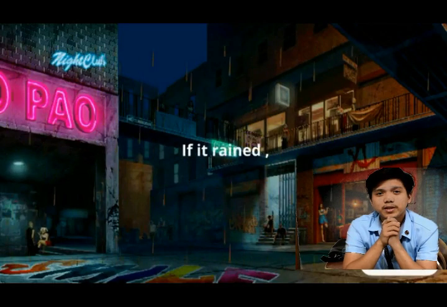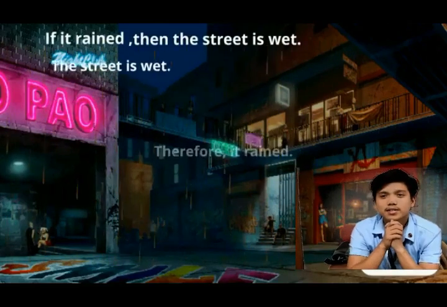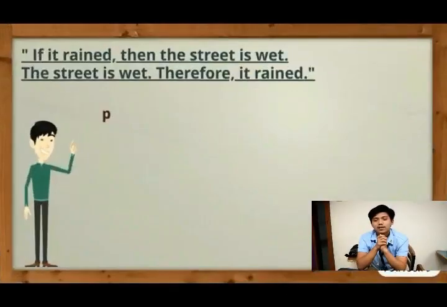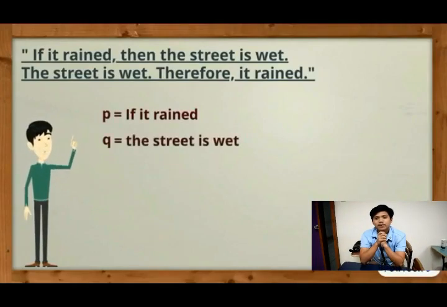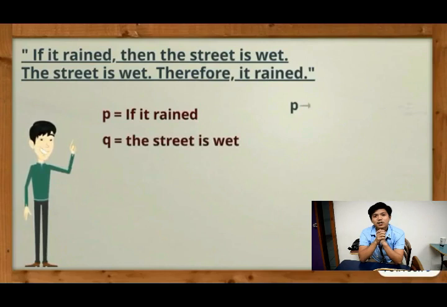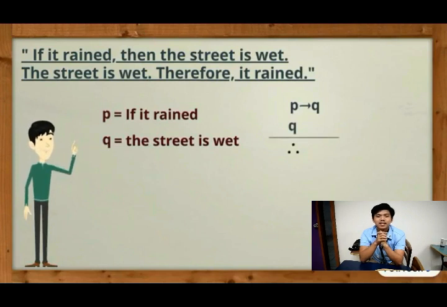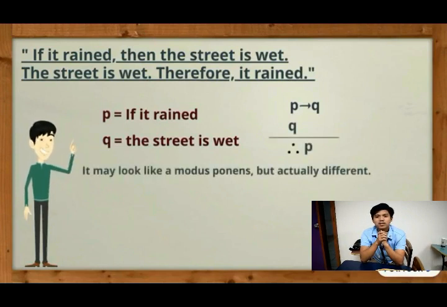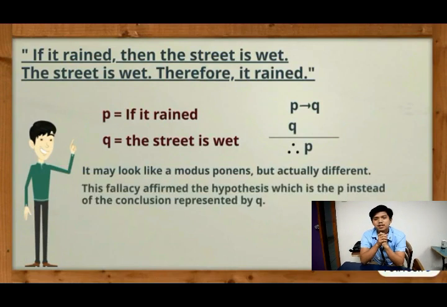Let's look at the examples. First, let's have an example of the fallacy of affirming the conclusion. If it rained, then the street is wet. The street is wet, therefore it rained. Let our P be it rained, and Q, the street is wet. This argument can be presented as P implies Q, and Q, therefore P. It may look like the form of a modus ponens, but it's actually different. This fallacy affirms the conclusion, which is Q, instead of the hypothesis represented by P.